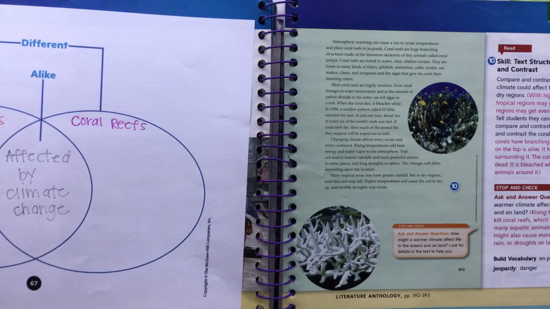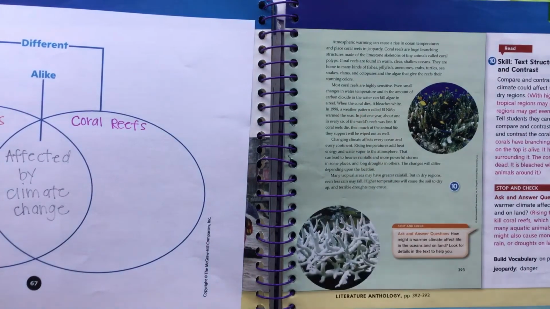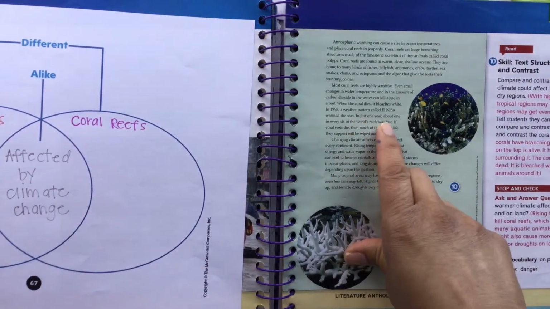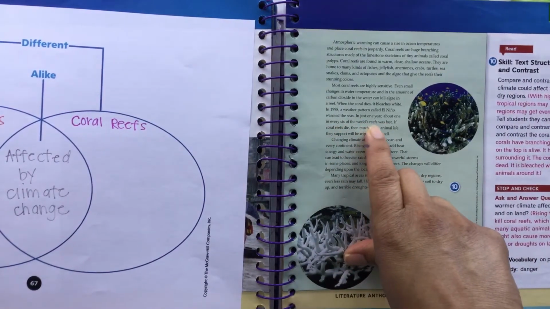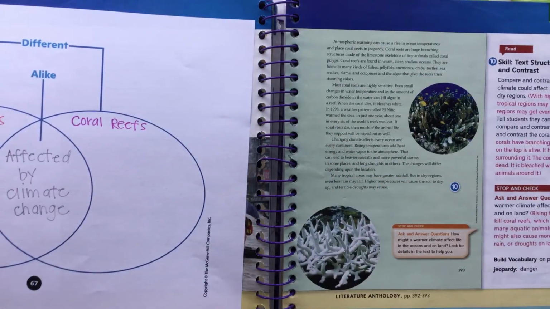Most coral reefs are highly sensitive. Even small changes in water temperatures and in the amount of carbon dioxide in the water can kill algae in the reef. When the coral dies, it bleaches white. And then it gives us some information about El Nino. In just 1 year, about 1 in every 6 of the world's reefs was lost. If coral reefs die, then much of the animal life they support will be wiped out as well.